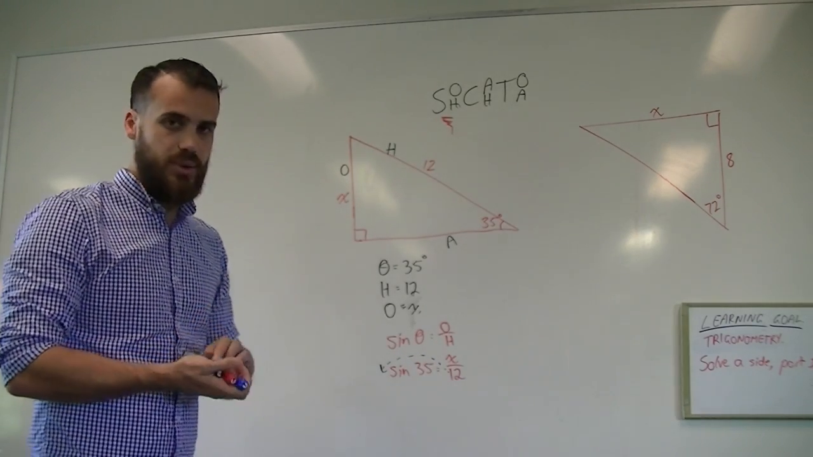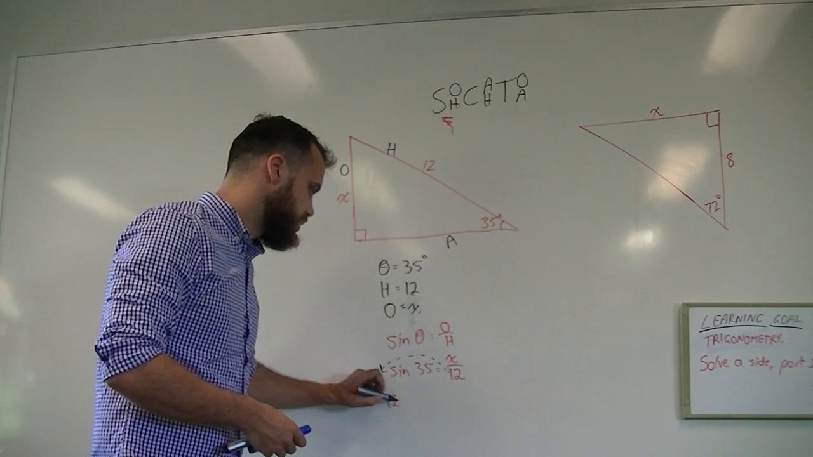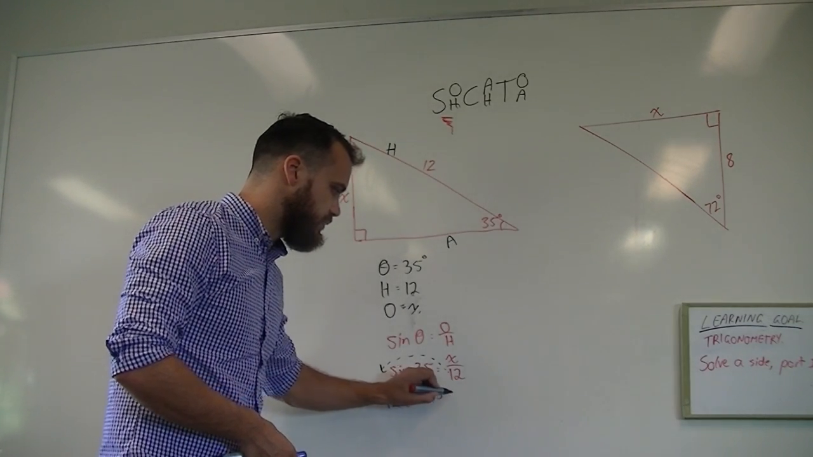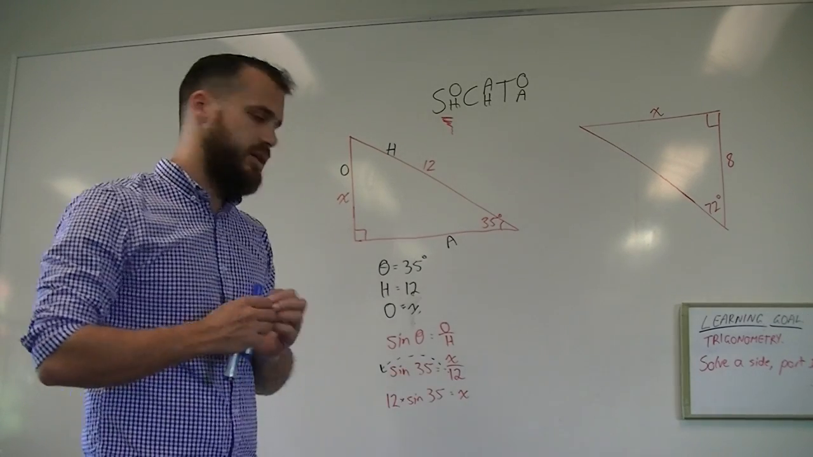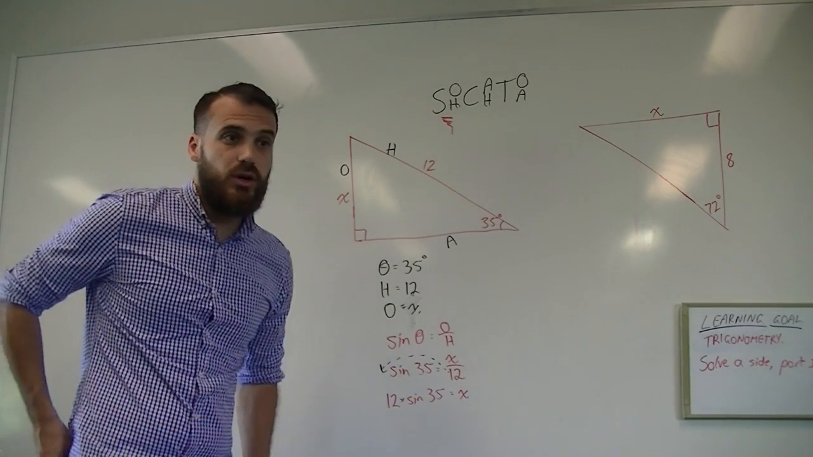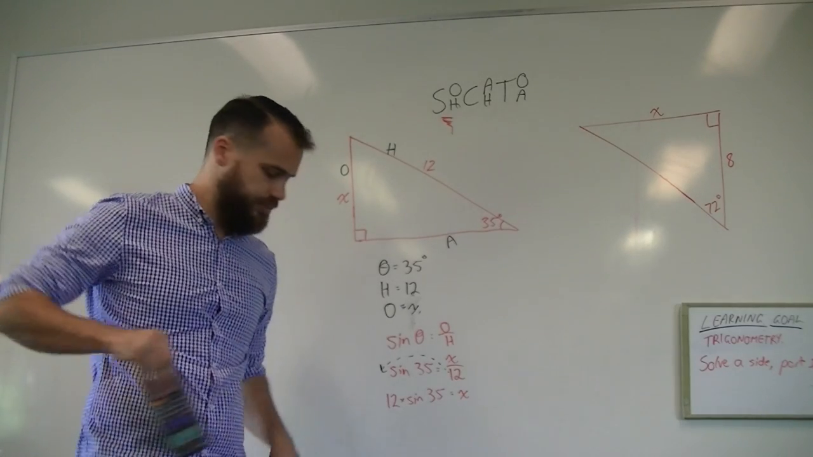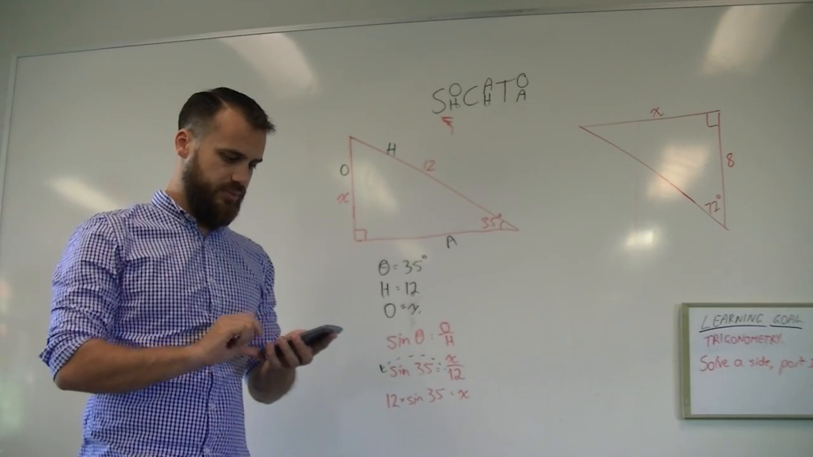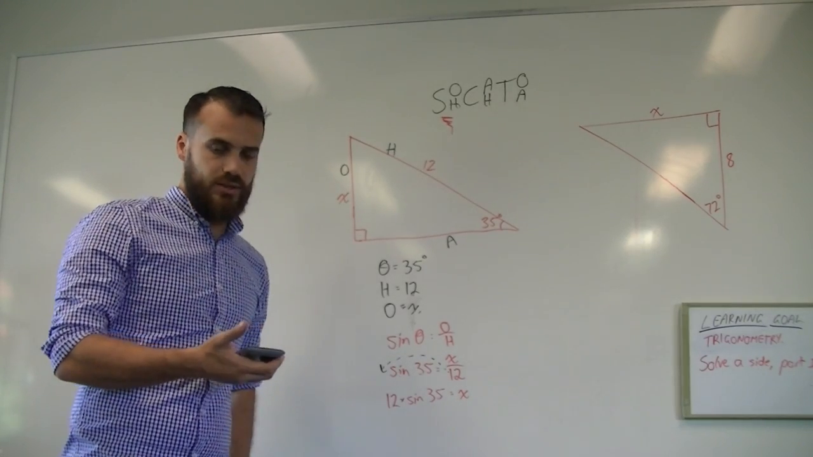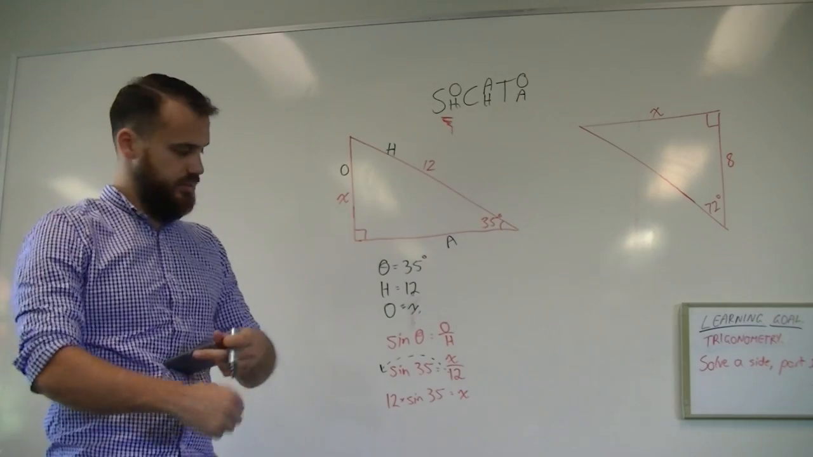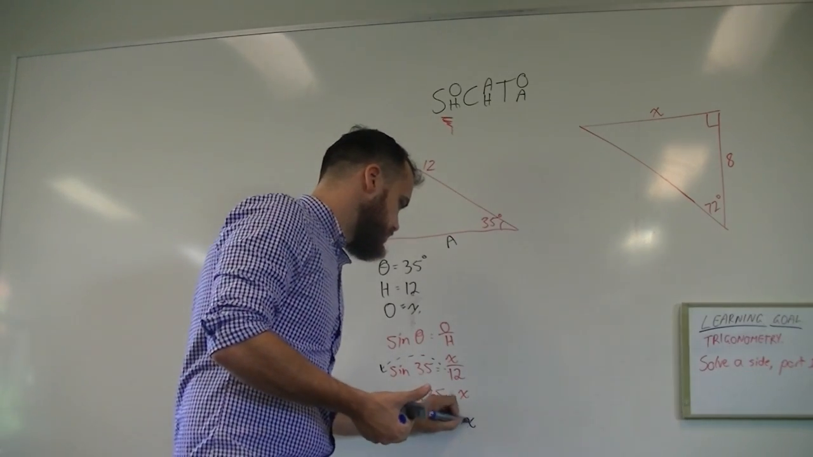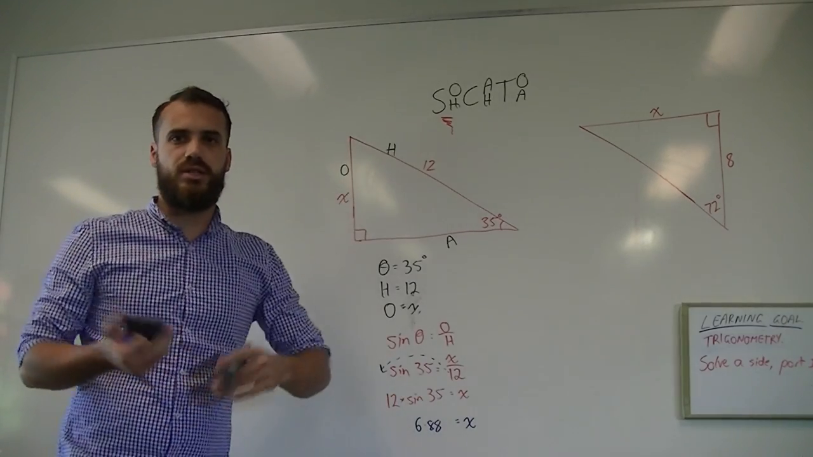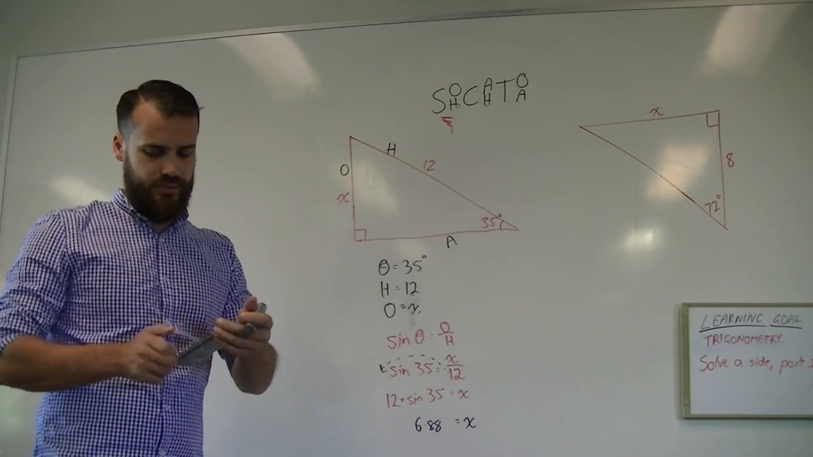So our next line is going to be 12 times sine 35 equals x. Once you've got that, you really just need your calculator. 12 times sine 35. We end up with an answer of 6.88. So x equals 6.88. That question's done, finished, over.